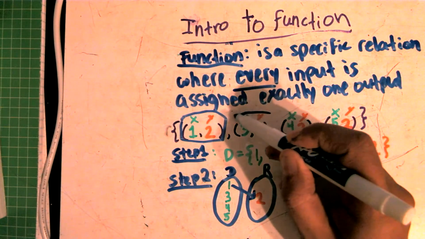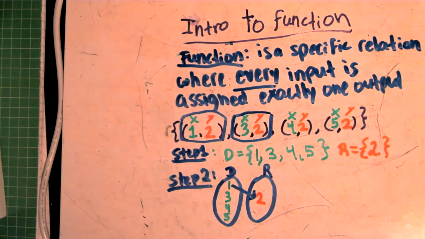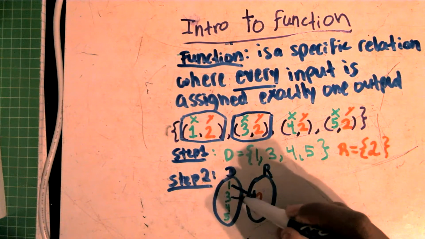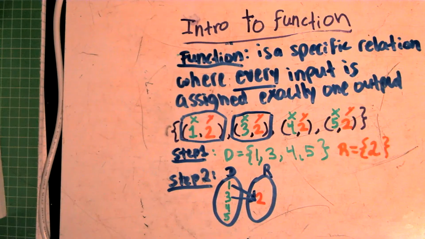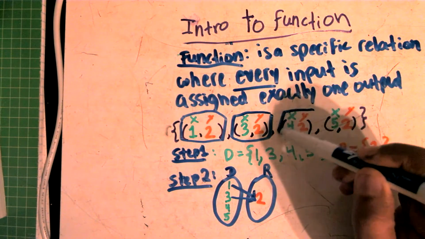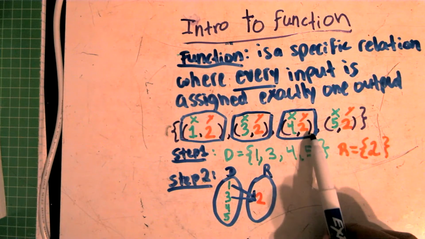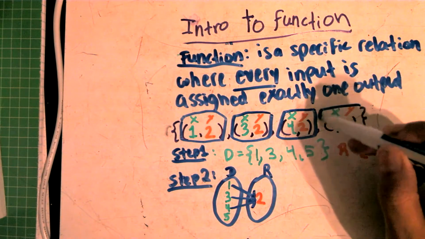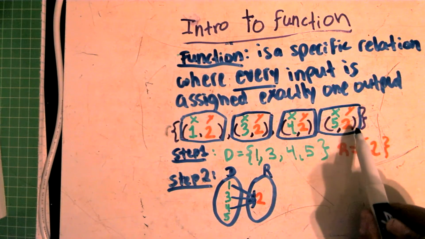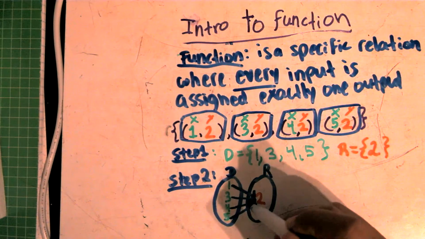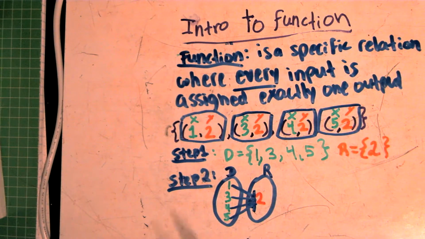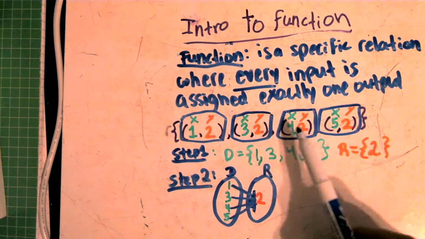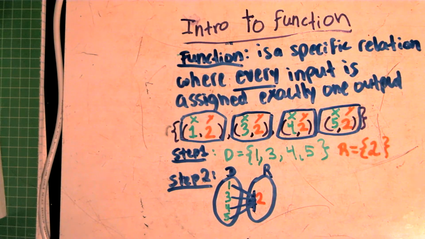Then I'm going to look at the second point, the second ordered pair here, and I see that input 3 is assigned to output y. So that's going to be represented by this arrow. Then I look at the fourth point in my relation, input 4 is assigned output 2. And then I look at the last point in my relation, input 5 is assigned output 2. This relation has 4 pairs, so there should be 4 arrows.